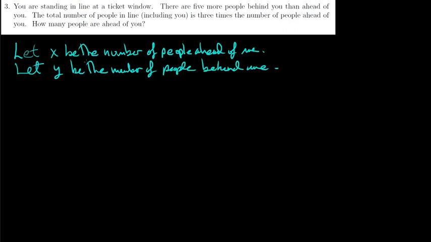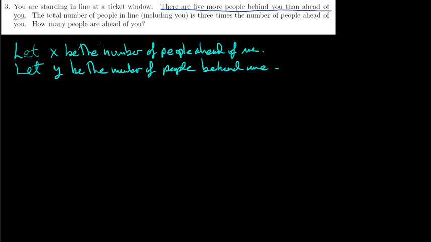Again, even though that's not what we're looking for, we need to designate a letter for that. And you'll see why in a second, because we need to get the two equations here, right? All right, so let's read the second sentence carefully here. There are 5 more people behind you than ahead of you.